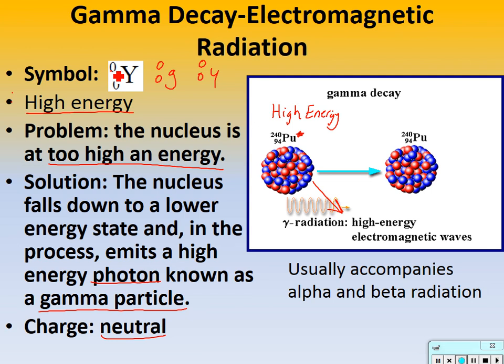Oh, and also, usually you will see a gamma ray given off whenever there is alpha and beta radiation. So if you see alpha or beta, most of the time you'll see gamma at the same time.